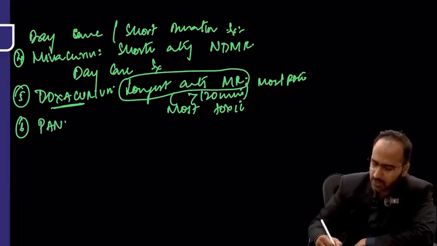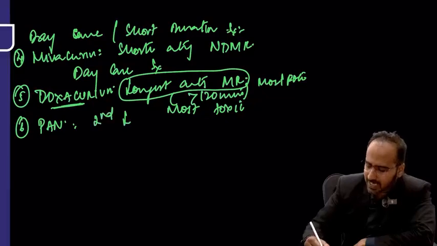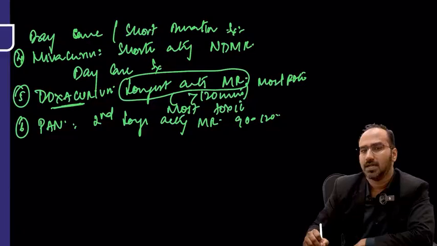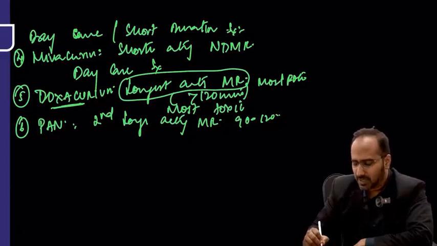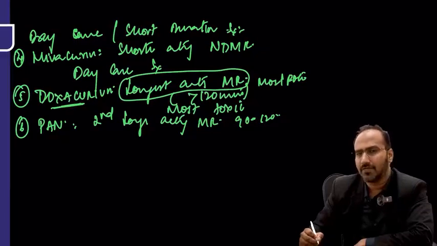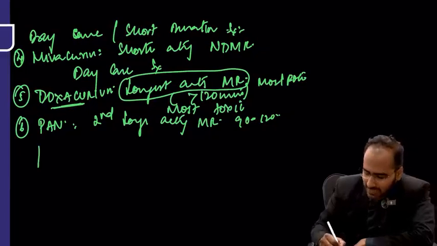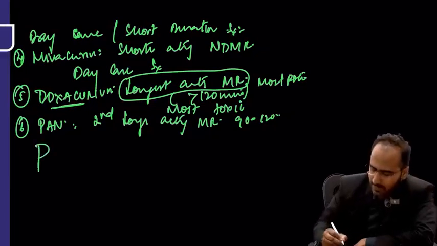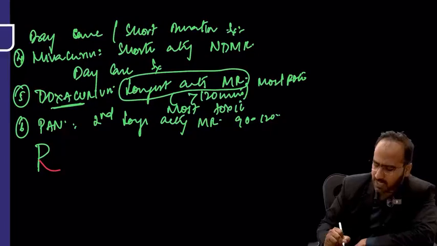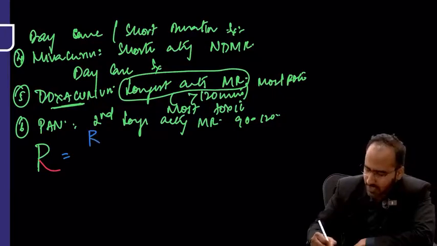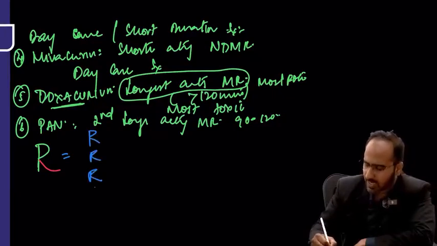Pancuronium. Pancuronium is the second longest acting muscle relaxant, which works for 90 to 120 minutes. Almost similar effect to doxacurium, yes or no? Right? But guys, whenever anyone asks you about pancuronium, pan starts with P. If you add a line to this P, it becomes R. So whenever anyone asks you about pancuronium, your answer should be R, R, R.